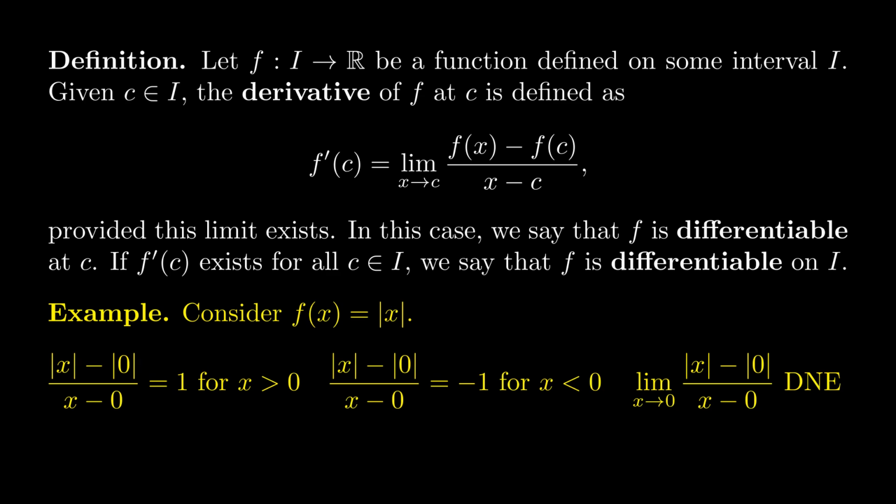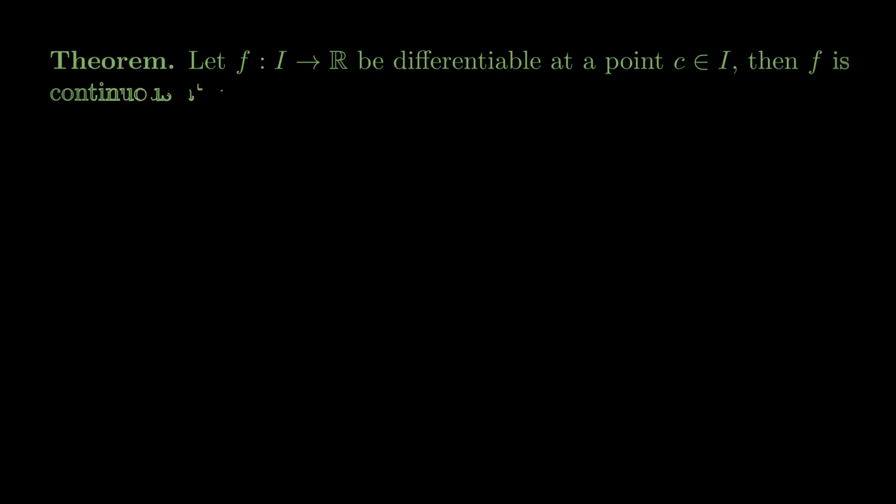So this demonstrates that continuity doesn't guarantee differentiability at a single point. But we'll even be able to push this much further, and in a few videos we'll look at an example of a function that's continuous everywhere and nowhere differentiable. The reverse implication does hold. Let f from I to R be differentiable at a point c in I, then f is continuous at c.